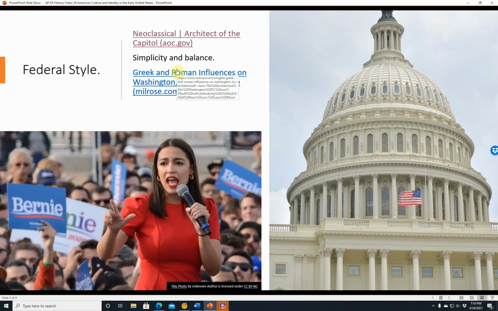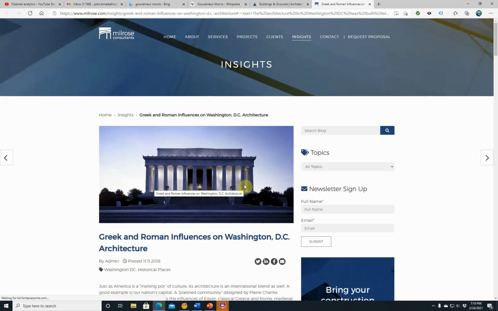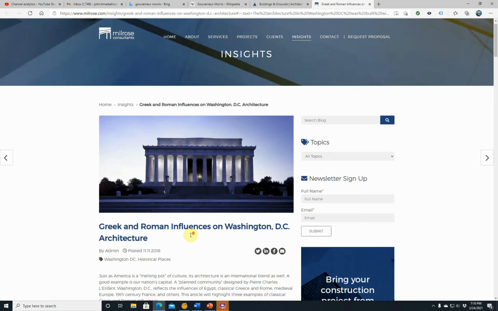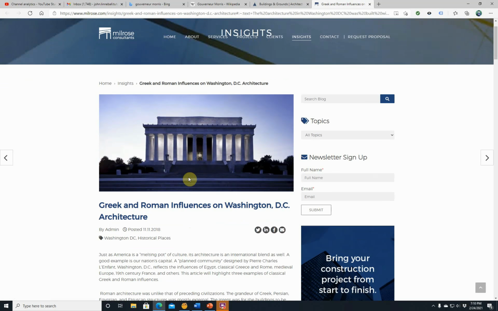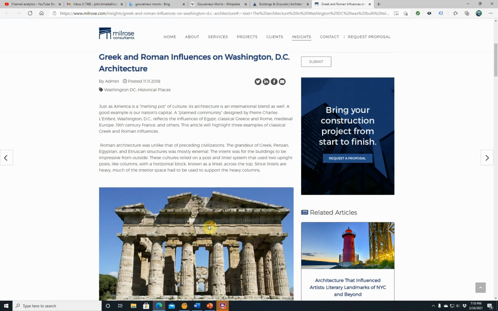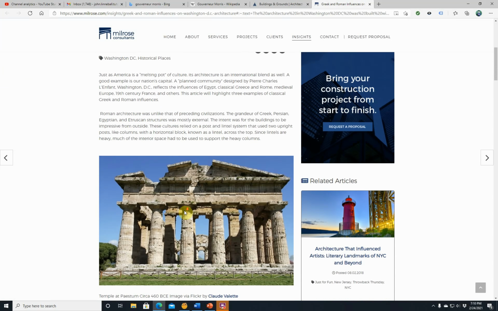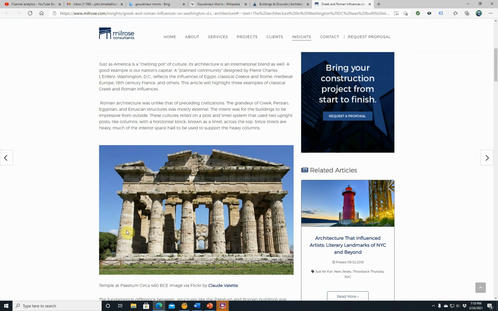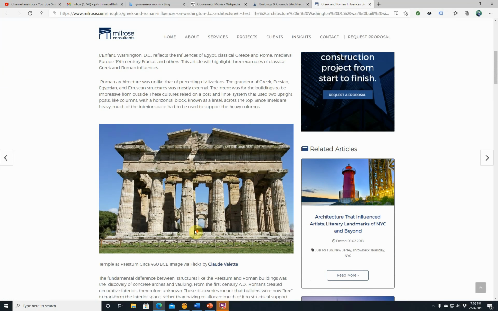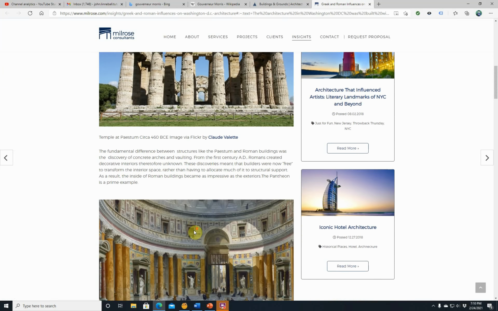And we can take a look at Greek and Roman influences on Washington, D.C. architecture at millrose.com. And you can see, okay, here's some things here. So there's the Lincoln Memorial. And you can see, okay, it's very similar to the ruins. Here's a temple at Paestum, circa 460 before the Common Era.